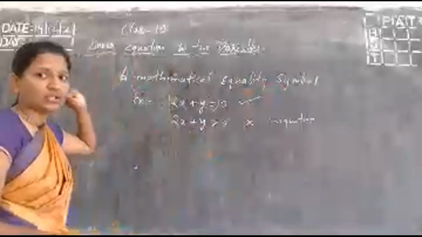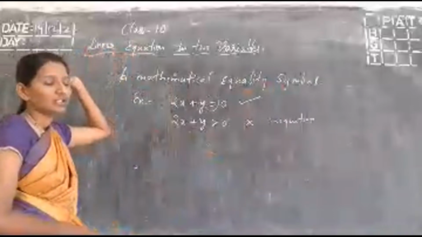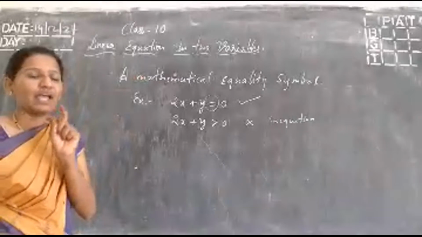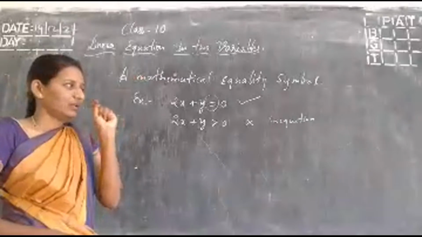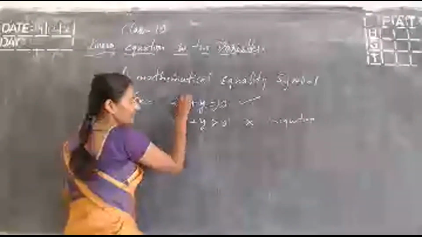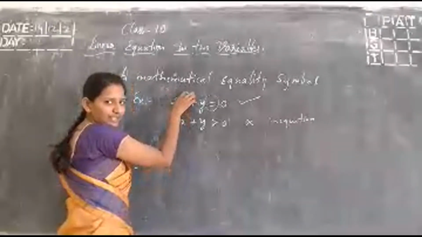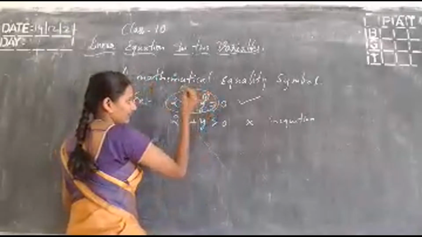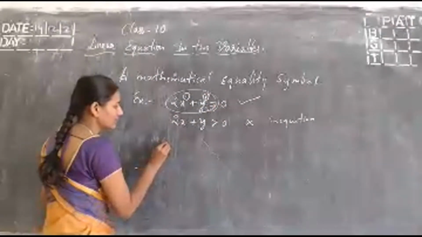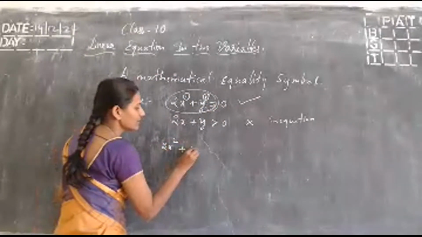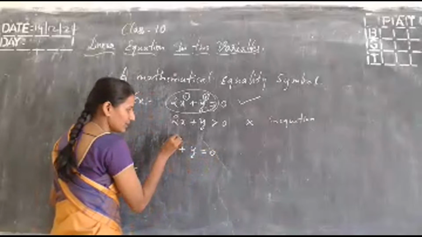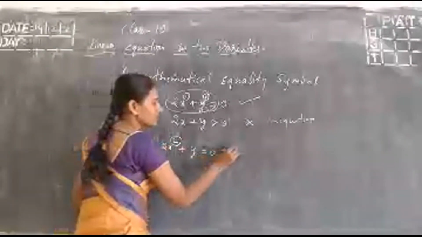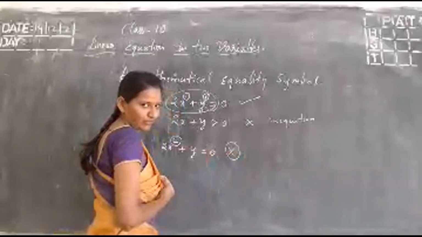Next, we have to discuss linear equation. So what is a linear equation? An equation of degree 1. An equation of degree 1 means, see here, what is the power of x? 1. So what is the degree? 1. What is the power of y? 1. So this is a linear equation. Which is not a linear equation? 2x square plus y is equal to 0. What is the power here? 2. So this is not a linear equation.